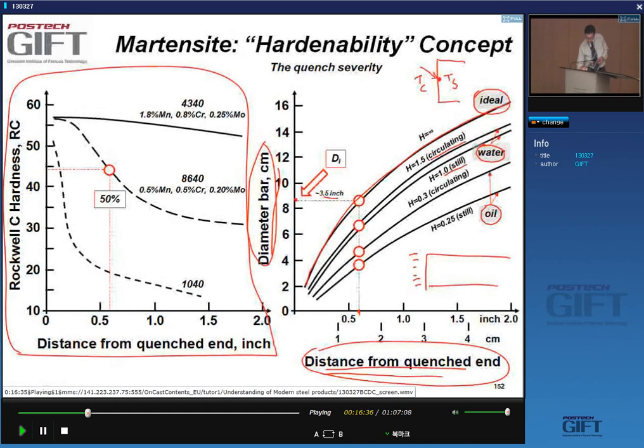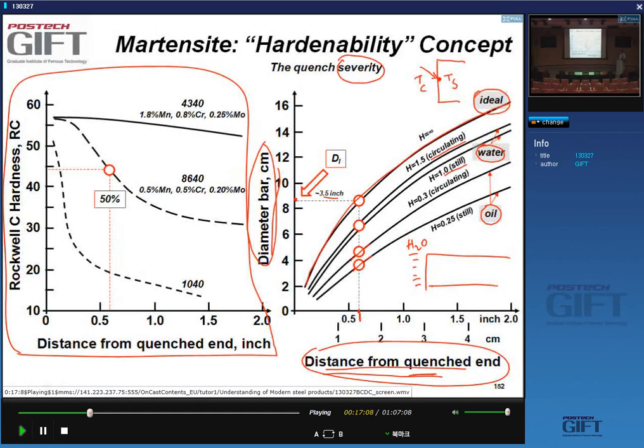So that means that distance from a quenched end, a water quenched end, I remind you of the fact that this is water, the diameter that corresponds to a certain distance from the quenched end varies for different severity of quenches. When you have an ideal quench, it's called very severe, and then water is less severe, and oil is relatively less severe.